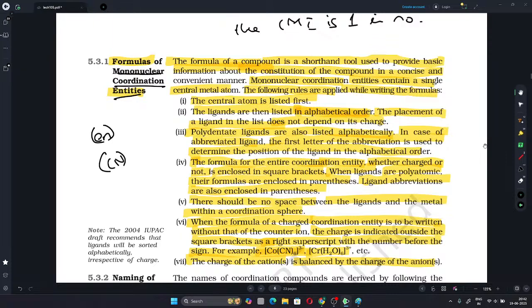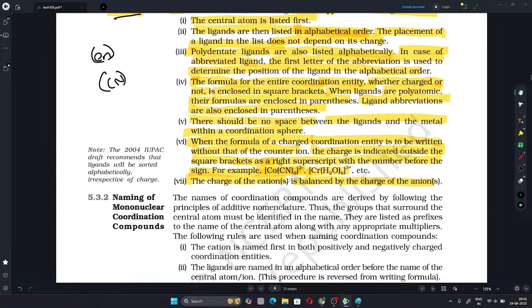When the formula of a charged coordination entity is to be written without the counterion, the charge of the complex should be written as a right superscript with a number before the sign. For example, here we see the 3 minus is written, and here the +3 charge in the case of chromium and water. The charge of the cation is balanced by the charge of the anion.